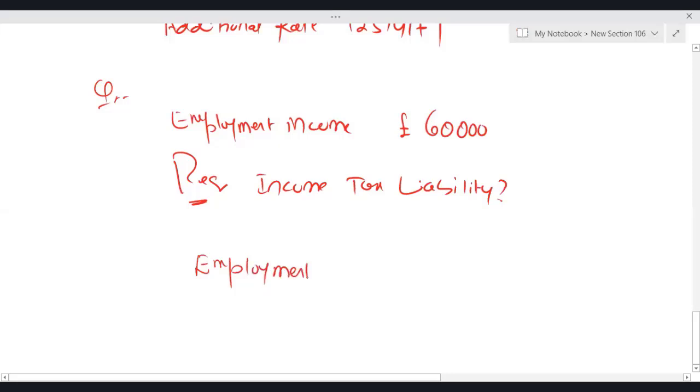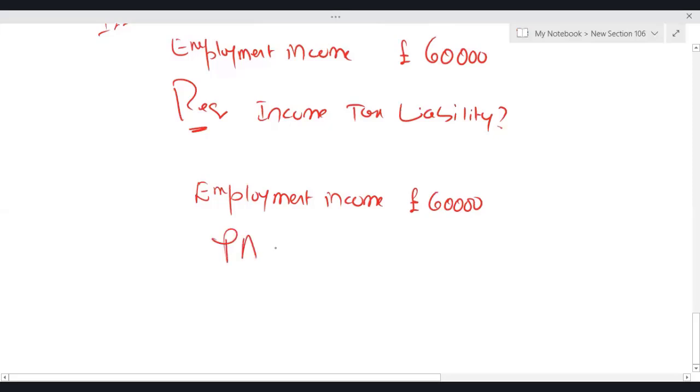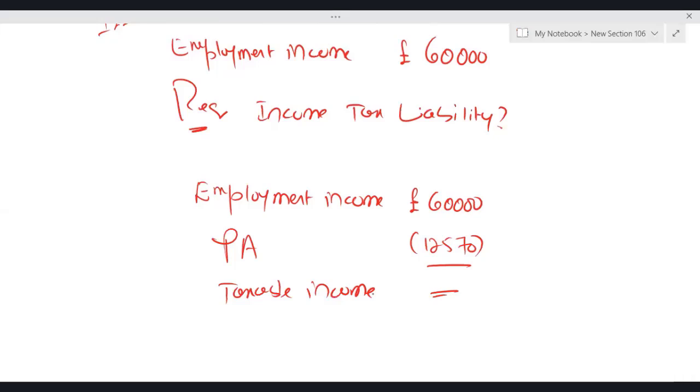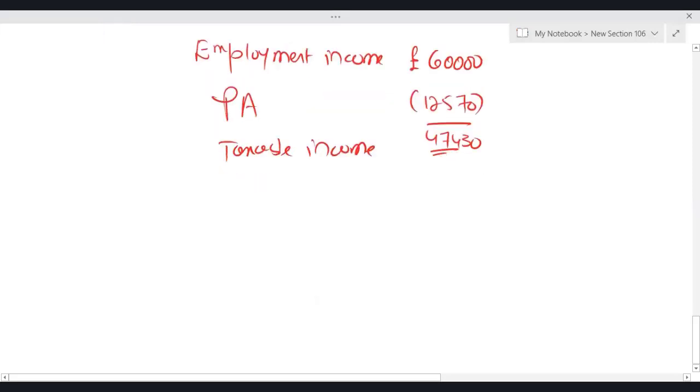Employment income is a non-saving income. Employment income is 60,000. Personal allowance is 12,570. Here comes your taxable income. Let me use the calculator. 60,000 minus 12,570, I'm getting 47,430. How do we apply tax rates now? First, we have to utilize the basic rate band. After utilizing the basic rate band, then higher rate band starts.